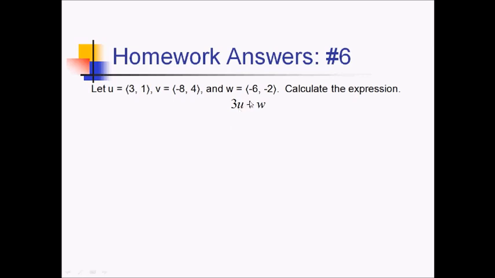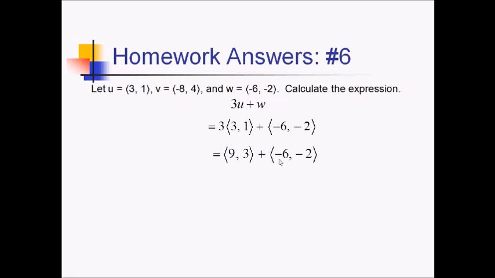To do 3u plus w, we're going to replace these vector variables with the component forms they gave us up here. So we've got 3 times 3 comma 1 plus negative 6 comma negative 2. We're just going to do order of operations here, PEMDAS. We're going to do multiplying before we do any adding. So distributing this 3, we've got 9 comma 3 for that first vector. Second vector, we're not changing just yet.